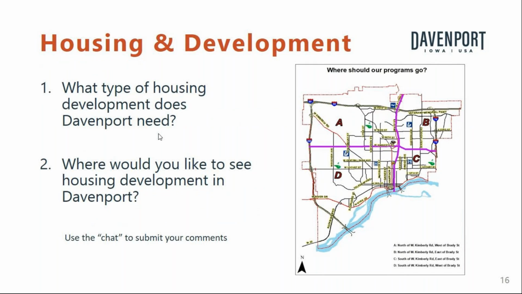So again, here is our map. What type of housing development does Davenport need? And then with that, where would you like to see the housing development in Davenport? I'll give you a few minutes to put your comments in the chat, and we'll move on to our next program.